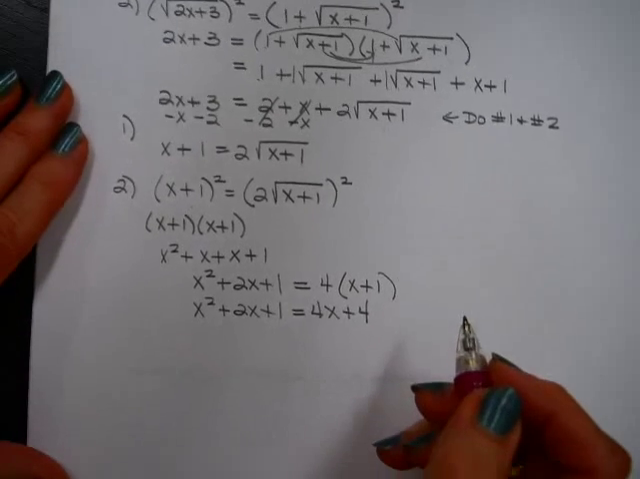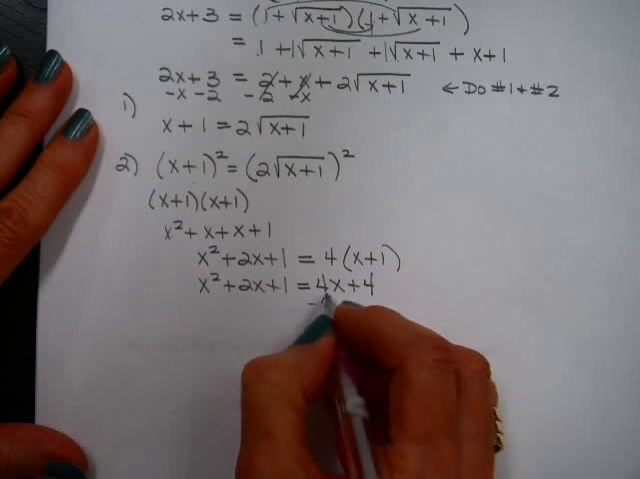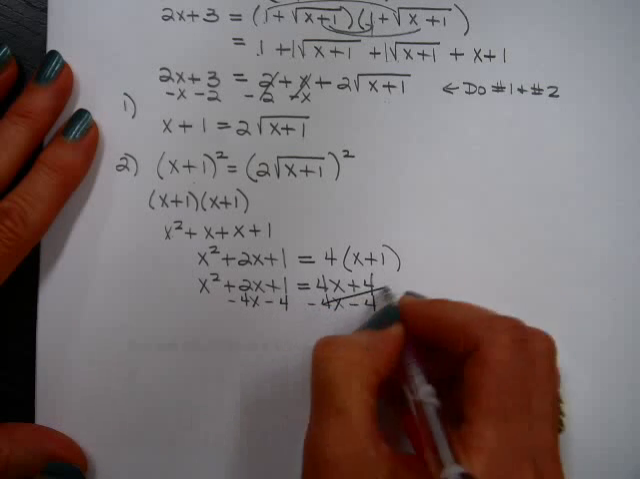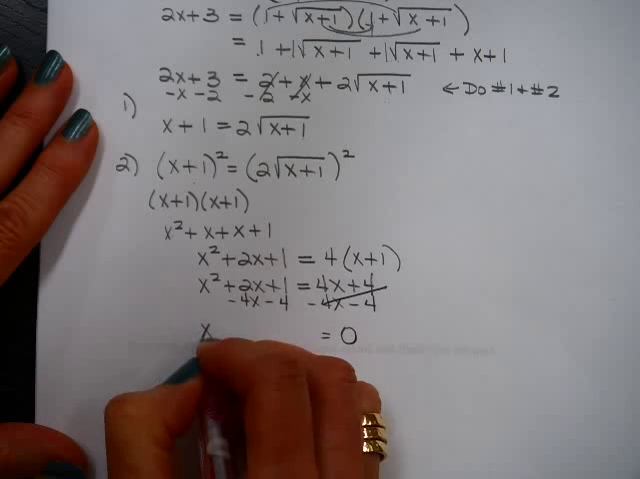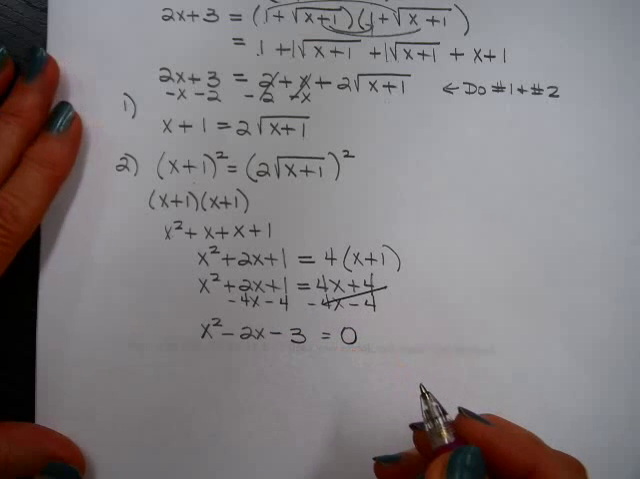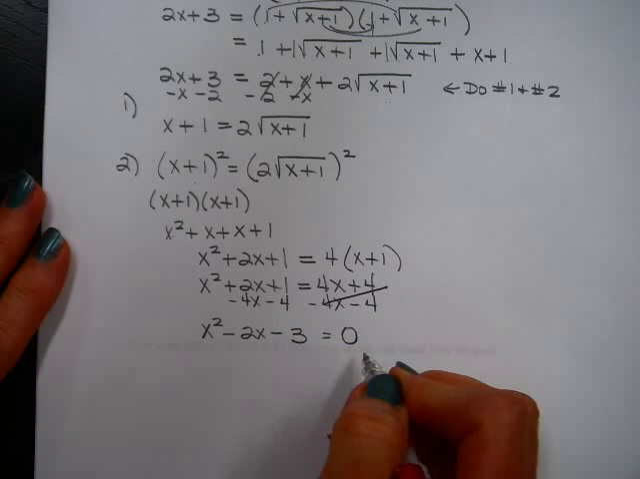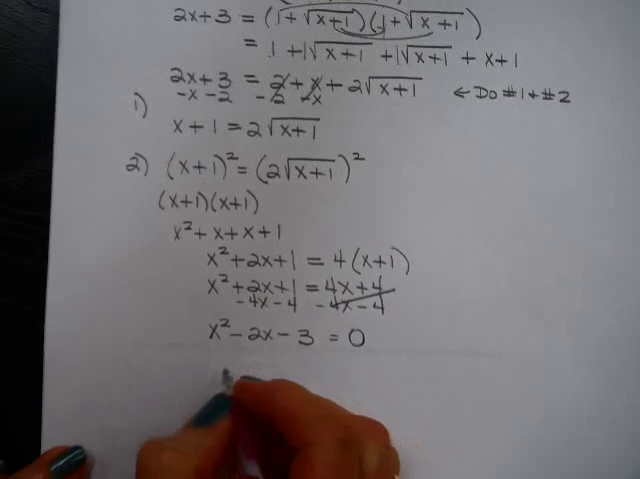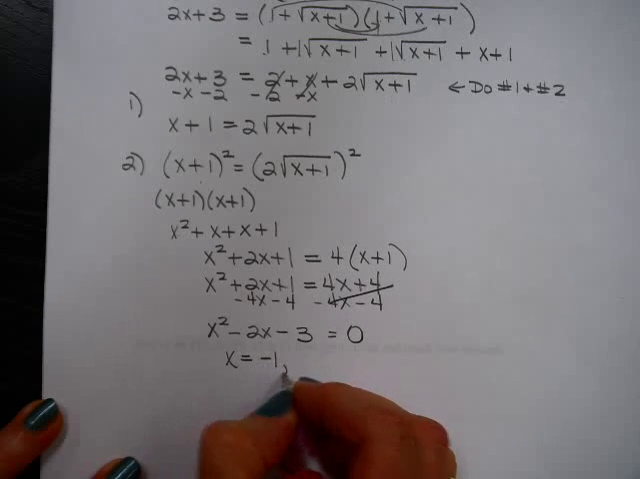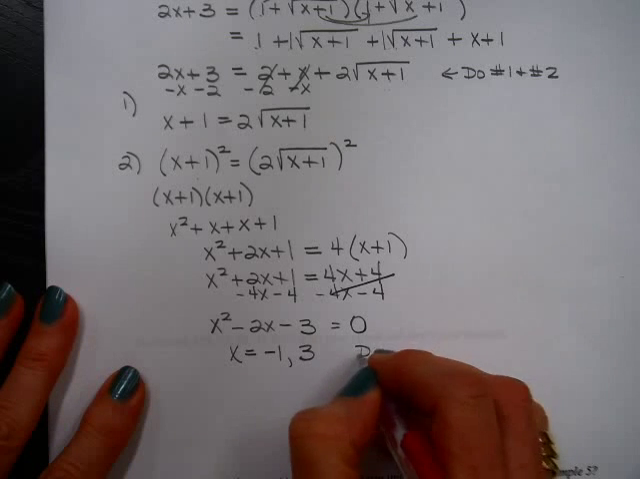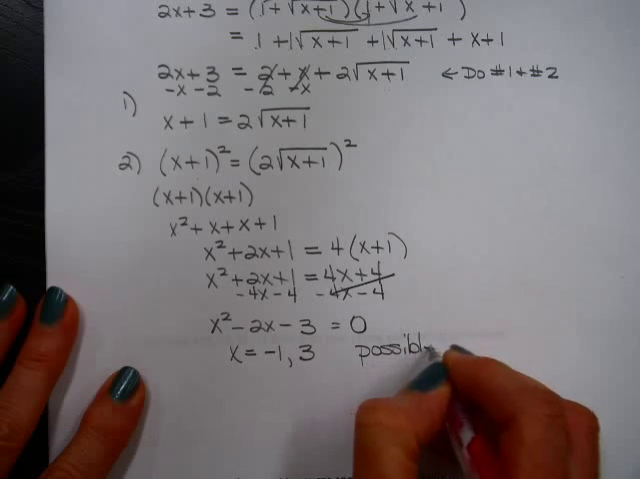This is quadratic, so put it in standard form. Subtract your 4x, and then subtract your 4. So that'll give you 0, and we have here x squared minus 2x minus 3. You may put this now in your quadratic formula or factor it. If we put this in our quadratic formula, we are going to get that x is equal to -1, or x is equal to 3. Again, these are possible solutions.